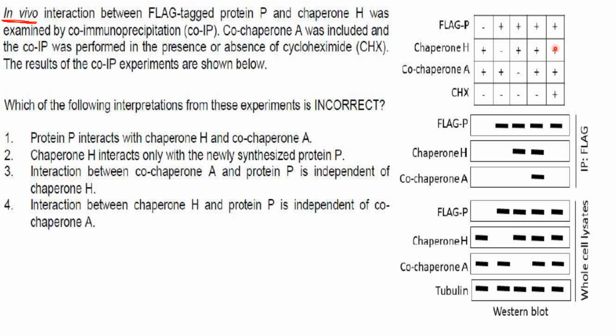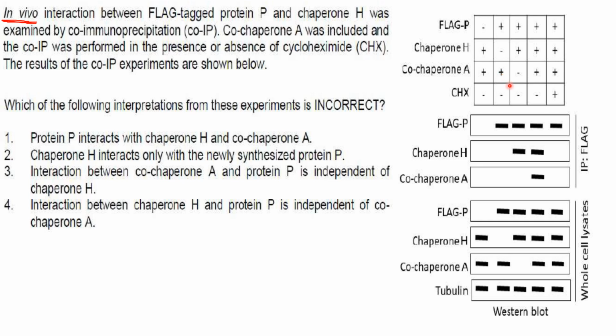So when chaperone H is added and chaperone A is added, you don't get bands over there because protein synthesis is blocked. So what do you understand? Chaperone H interacts with the newly formed protein P, not whatever is present in the cell lysate. That is why you didn't get the band of chaperone H over here.